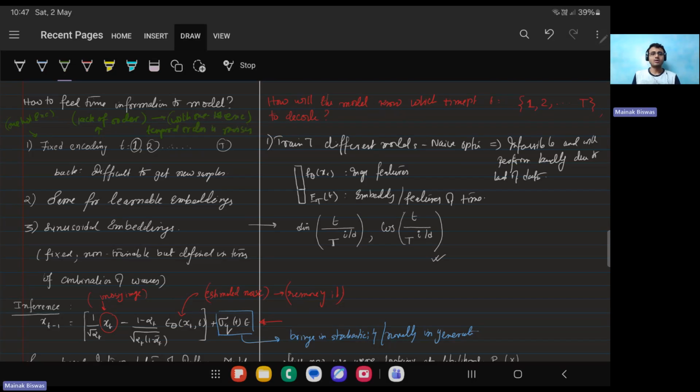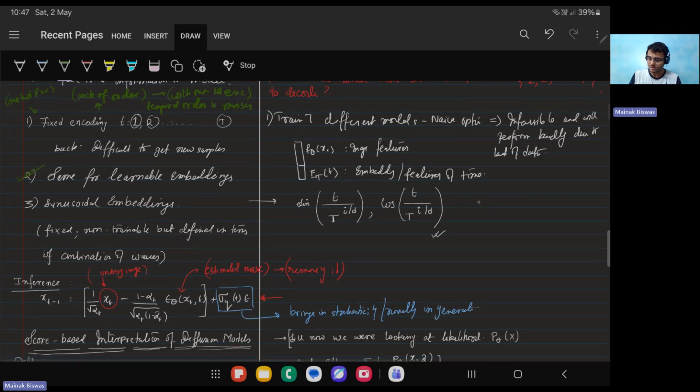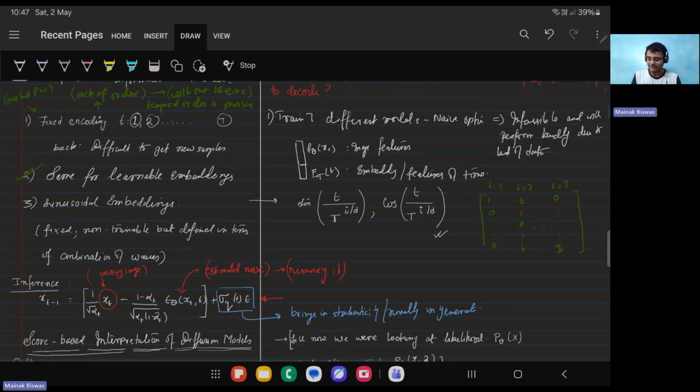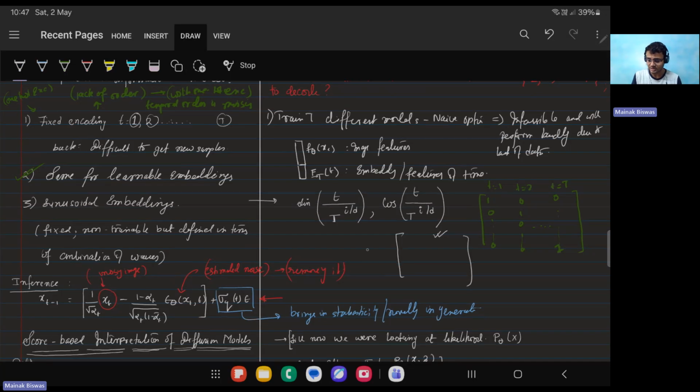The other way to do it is to learn these embeddings. You could pass these one-hot encodings for t equal to 1, t equal to 2, and t equal to capital T. But what you end up doing is having an embedding matrix which you learn, that is E1, E2, and so on, to ET. Again, it is difficult to learn.